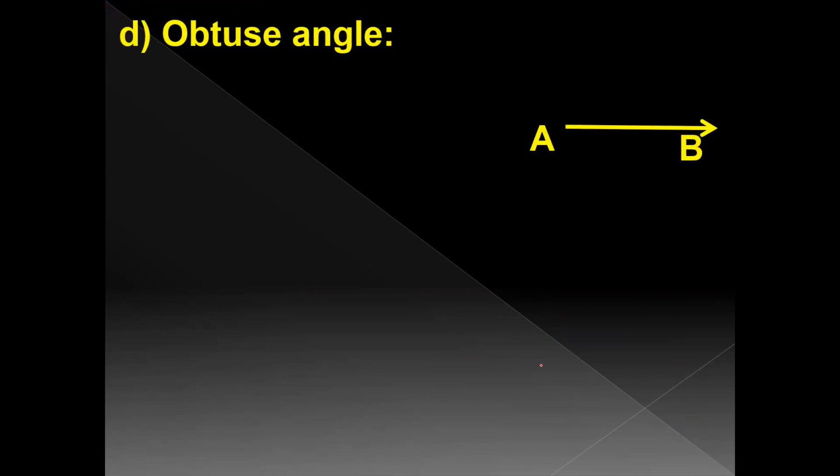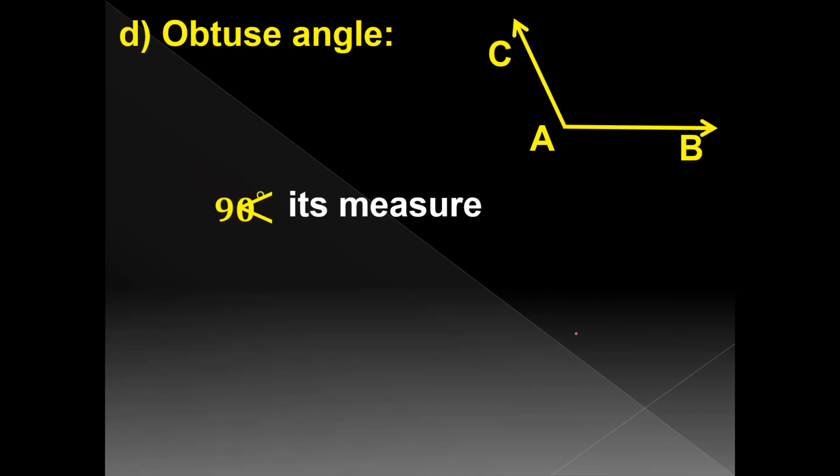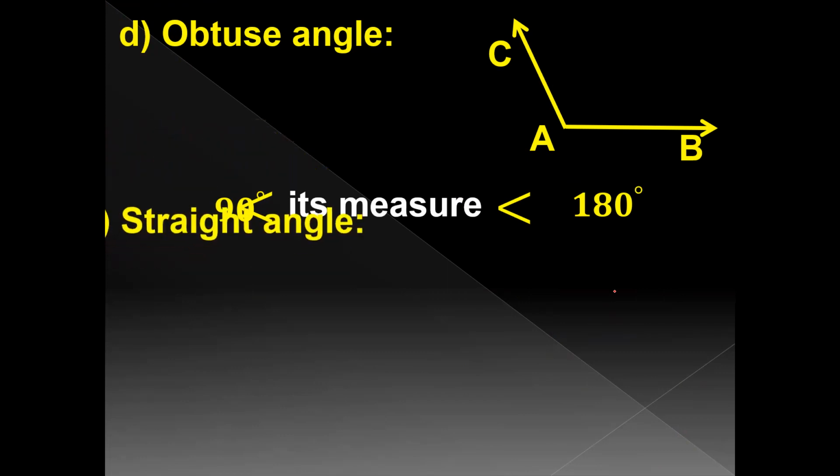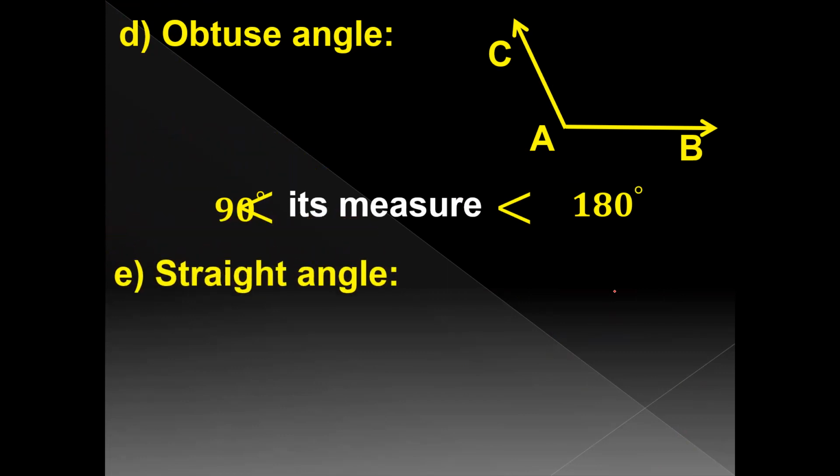The zero angle, acute angle, right angle, and the fourth type is the obtuse angle. Its measure is more than 90 and less than 180, like 100, 110, or 179. But 180 has a different type.